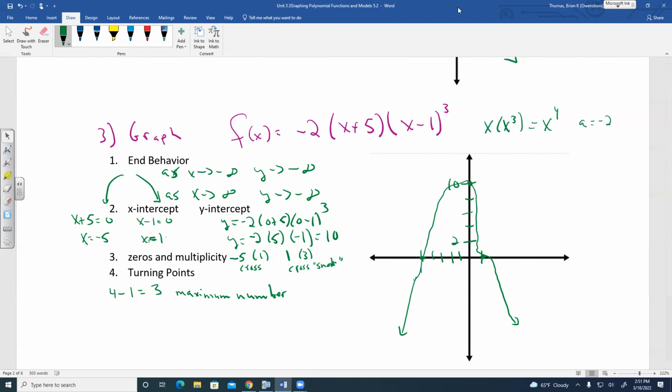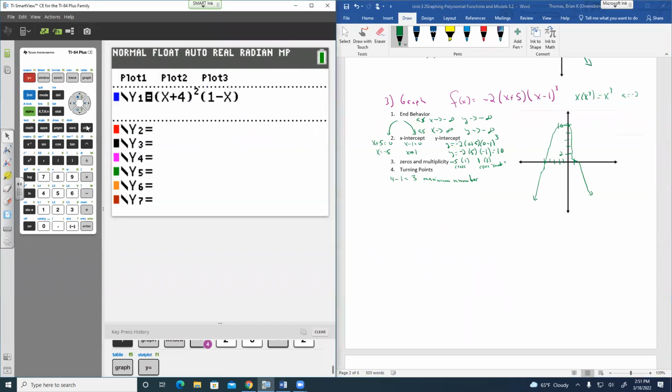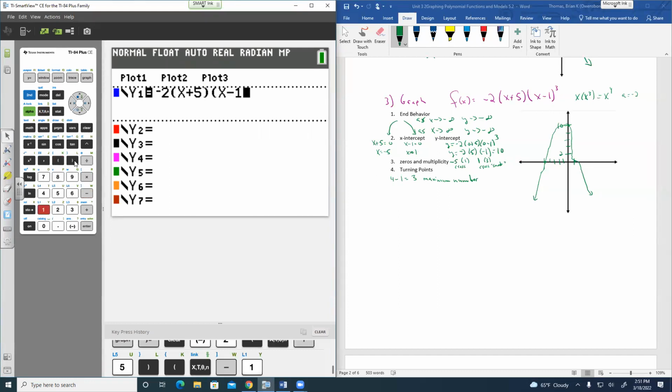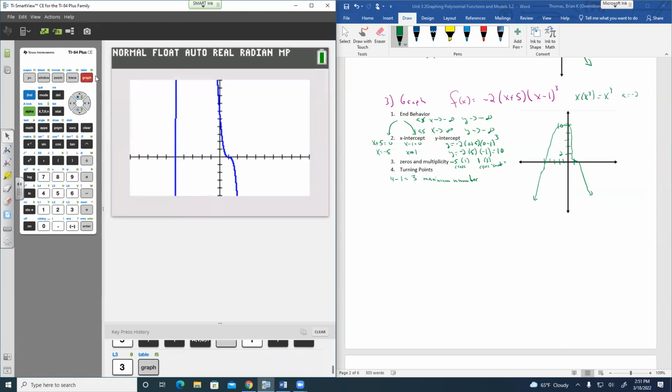So speaking of the calculator, let's see what it gives us in this sense. If I hit y equals and clear that off and put -2 in parentheses, x plus 5, close parenthesis, x minus 1 cubed. Let's see here. If I graph that, notice how it does kind of do what we did.